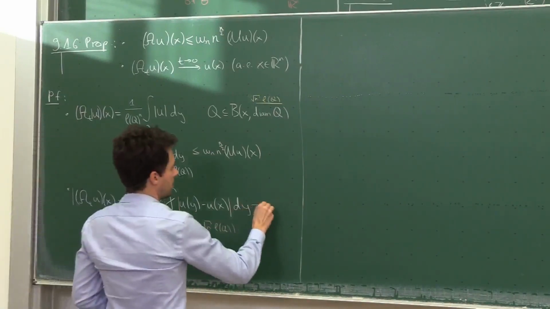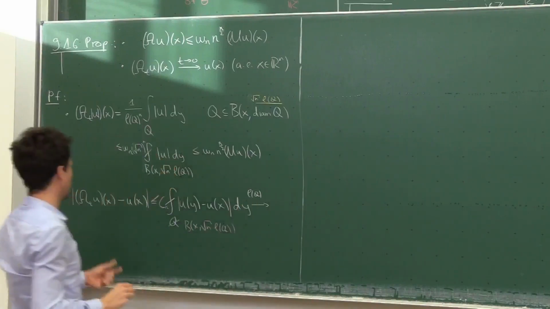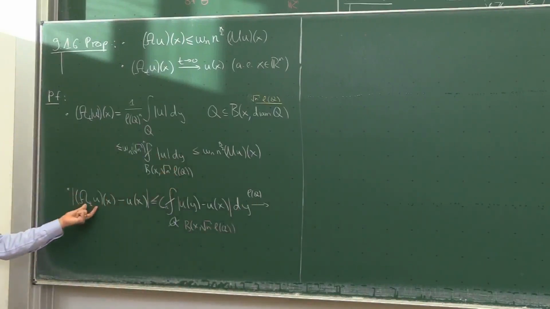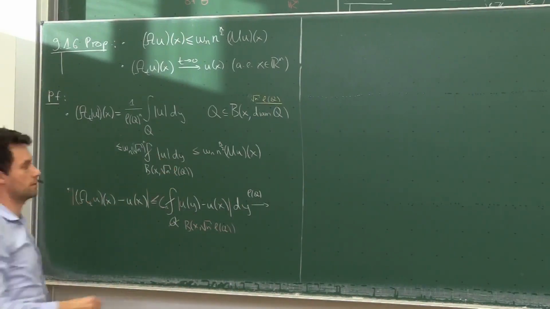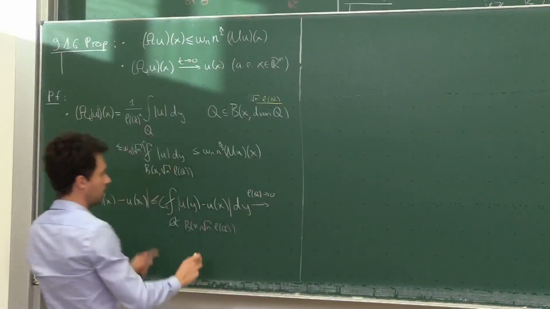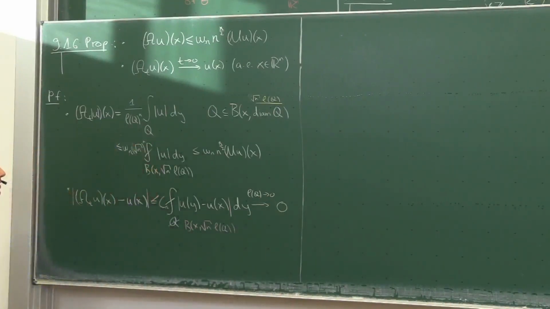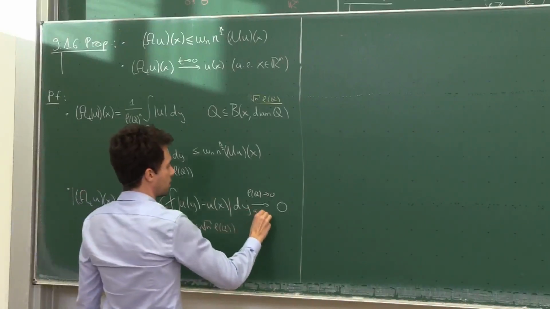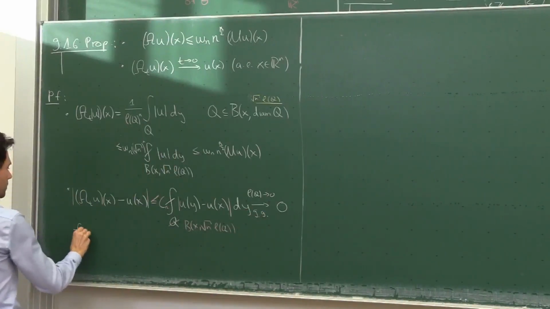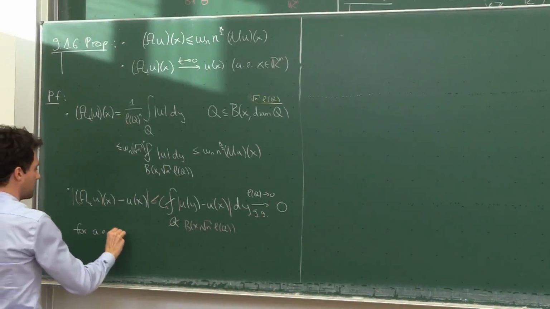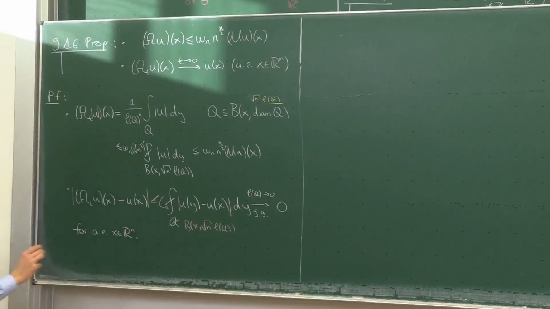So as l of Q, and l of Q is comparable to t, so as t goes to 0, l of Q goes to 0, and as l of Q goes to 0, Lebesgue differentiation says that this goes to 0 for almost every x. Okay. Now this works for almost every x in R^n. All right, so we have this proof.